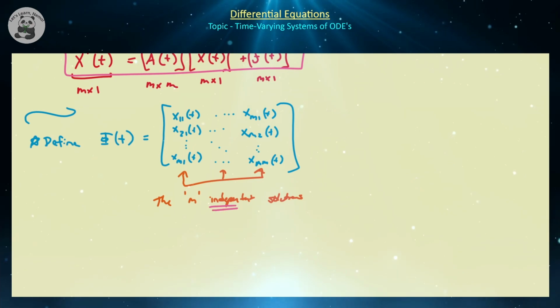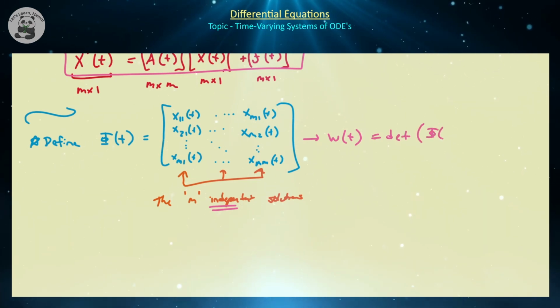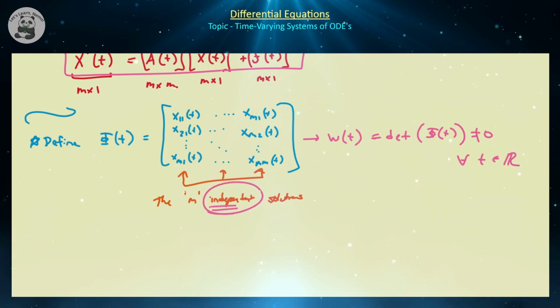So if they are indeed independent, that means the Wronskian, which is again a function of time, is defined as the determinant of Phi of t. This is going to not be equal to 0 for all time t, let's assume in the set of real numbers, because we're assuming that they are independent vectors of time, right?